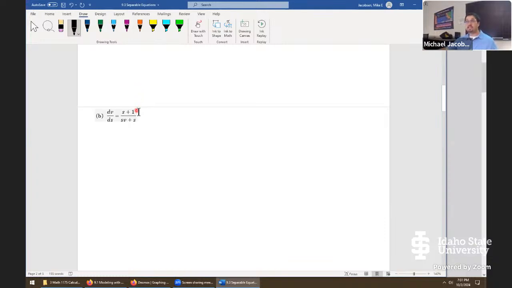First thing we want to check is everything is fully factored. Can't do anything in the numerator. But for the denominator, we could factor out an s. Let's make that our first step then. dv ds equals (s plus 1) divided by (s times (v plus 1)).